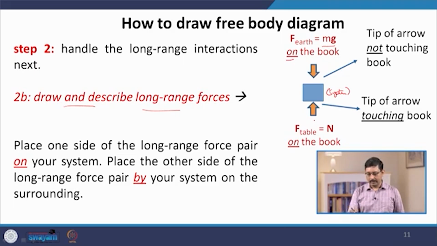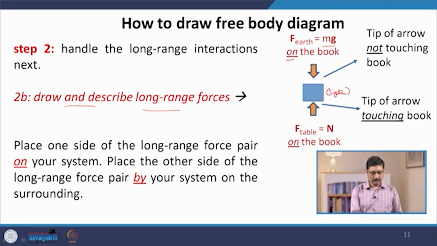Note the difference: deliberately, in the case of the contact force, I have the tip of the arrow touching the book to denote that this is a contact force, whereas when I drew the weight, which is going vertically downwards, I have deliberately put the tip of the arrow away from the book to denote that this is a force without contact between the center of earth and the book.